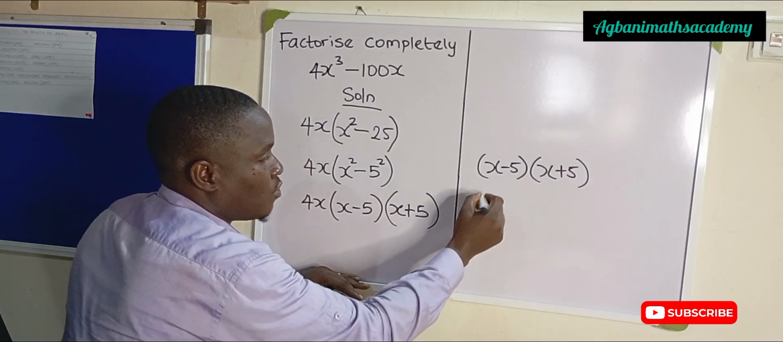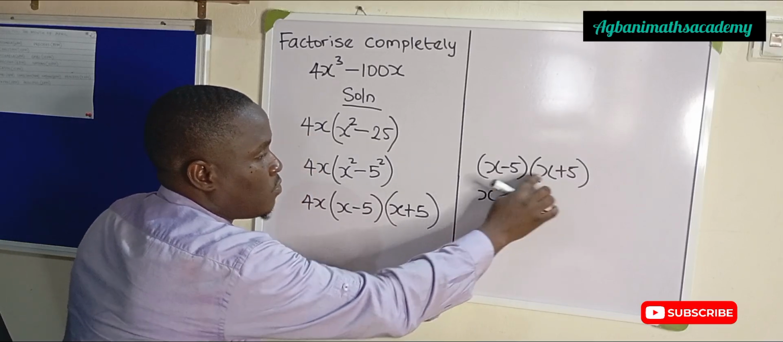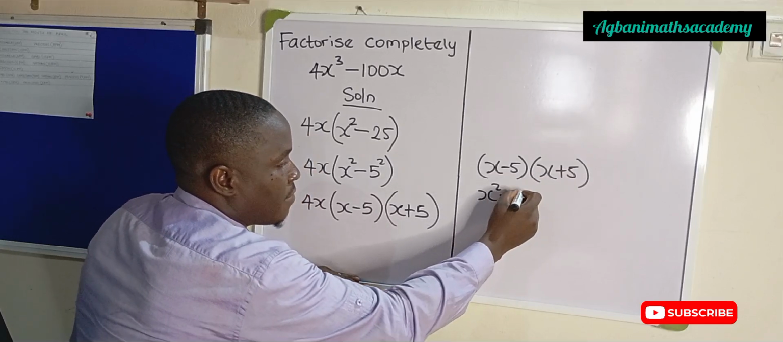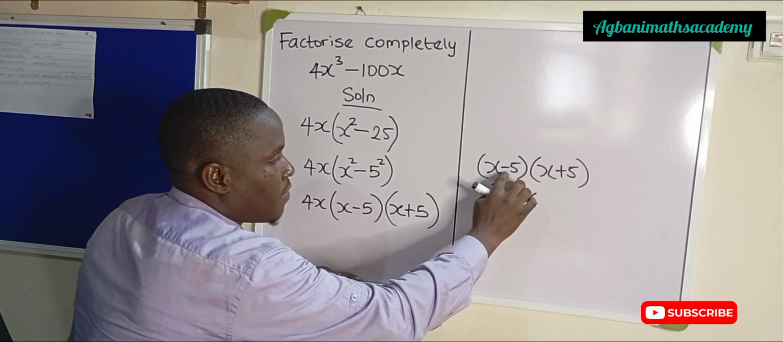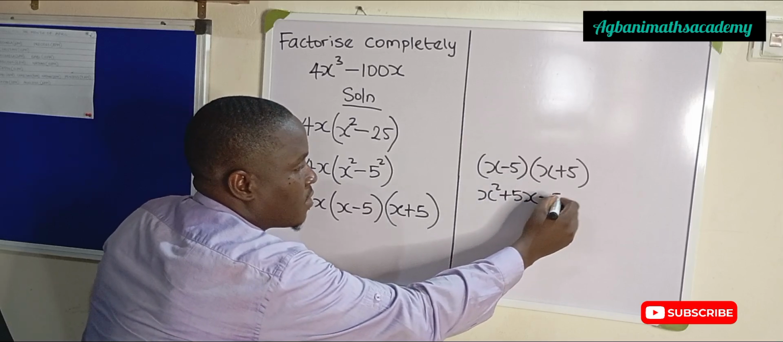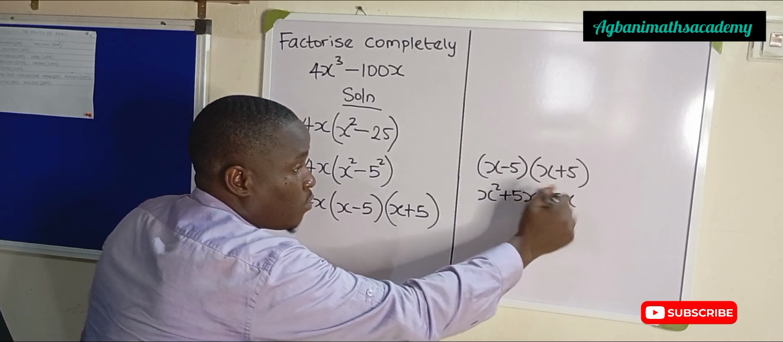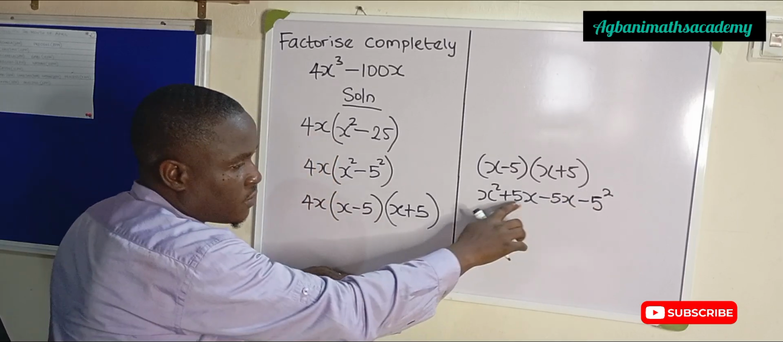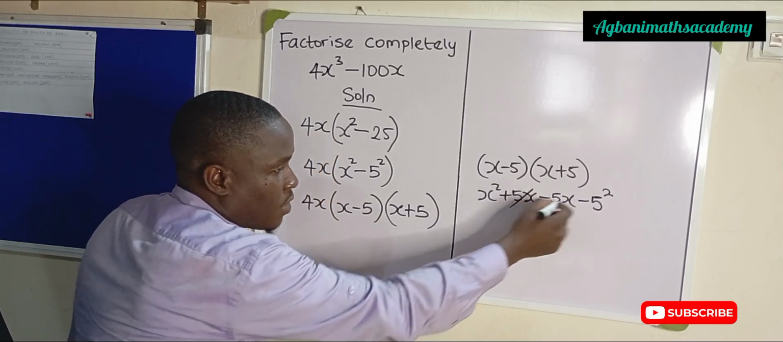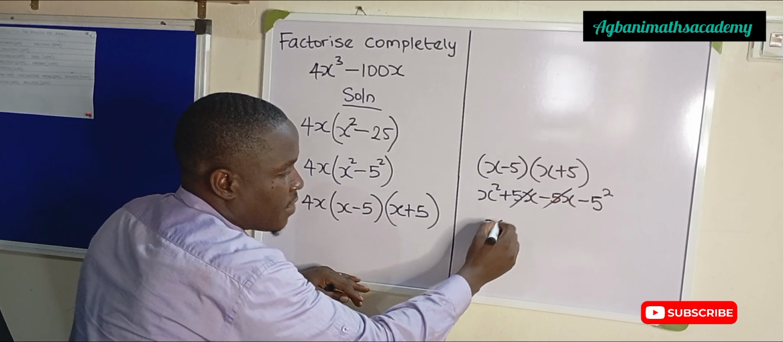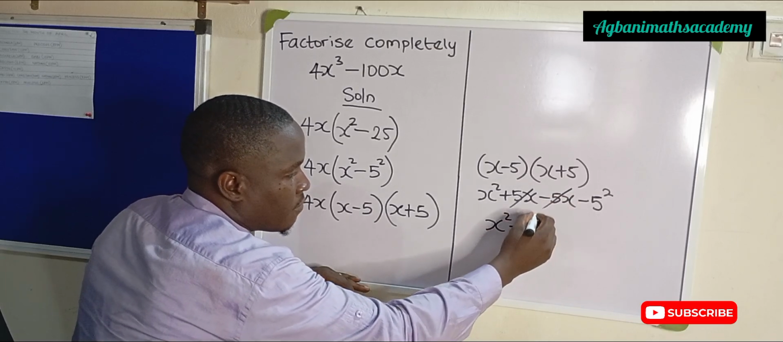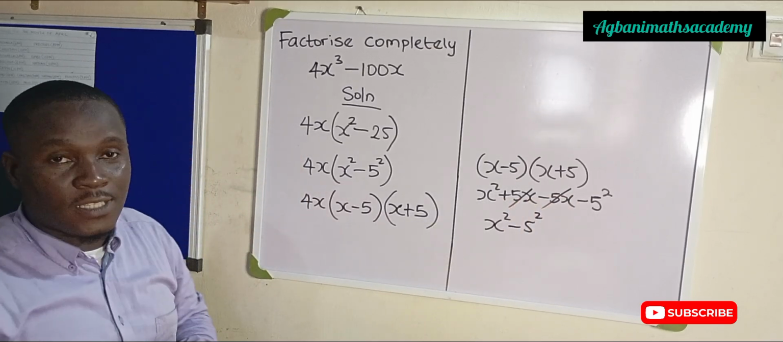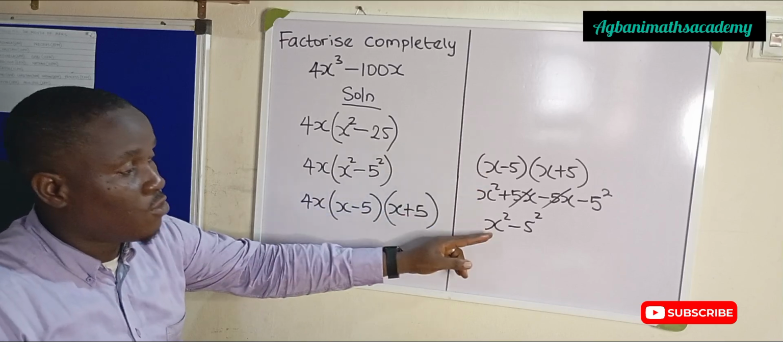x multiplied by x is going to give us x squared. x multiplied by plus 5 is going to give us plus 5x. Minus 5 multiplied by x is going to give us minus 5x. Minus 5 multiplied by plus 5 is going to give us minus 5 squared. So plus 5x minus 5x will cancel out, and we're going to have x squared minus 5 squared. So you can see that when you expand this, you're going to get this back.